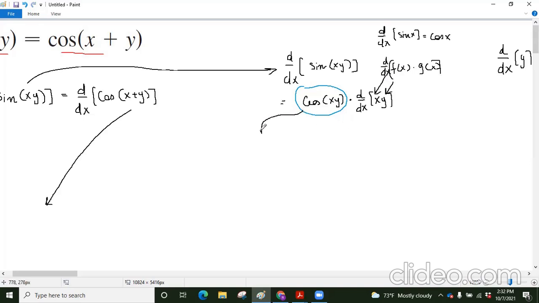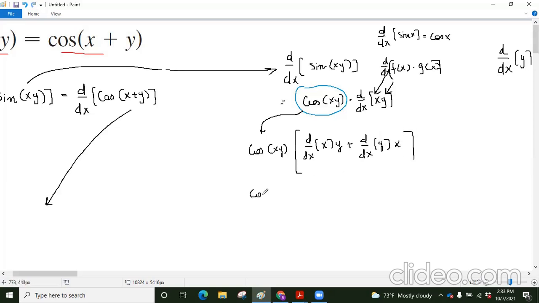So this is still going to stay in our answer. We're still going to have cosine of xy, right? But then we're just going to multiply by the product rule of this guy. So the product rule states: take the derivative of the first, multiply by the second, and add that to the derivative of y and multiply by the first, that's x, right?